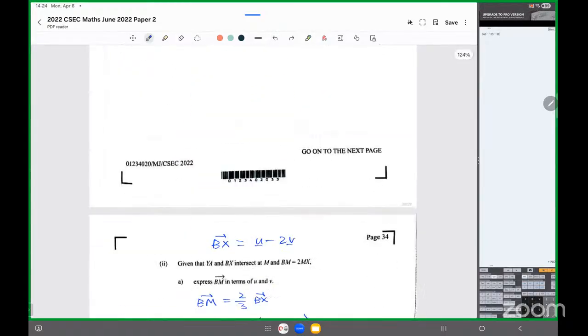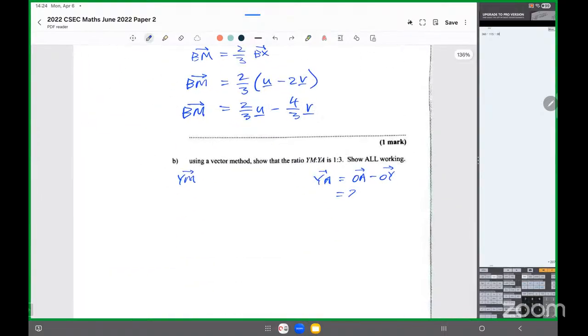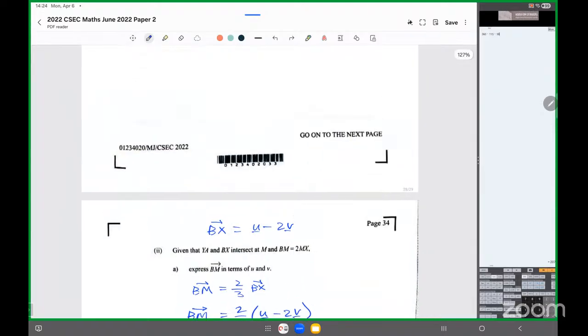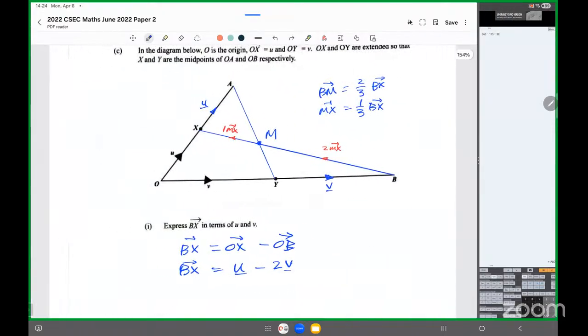2U minus V. So this is 2U minus V. That's what the YA is. We need to work out the YM now. Let's go get it from the diagram. The YM, going from Y to M.